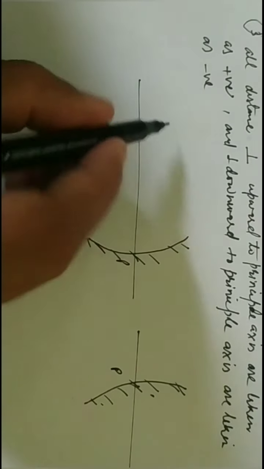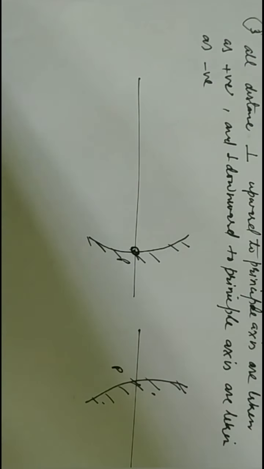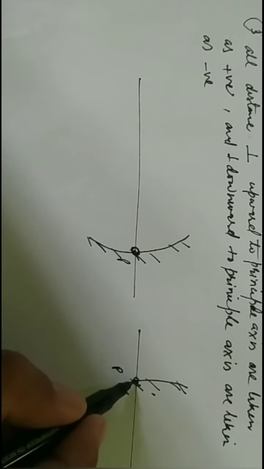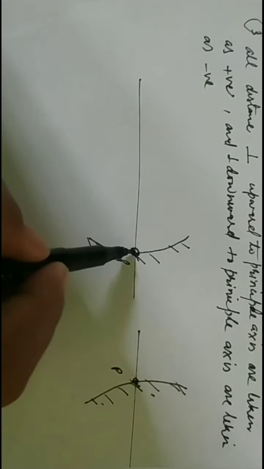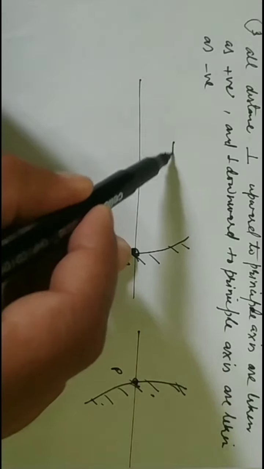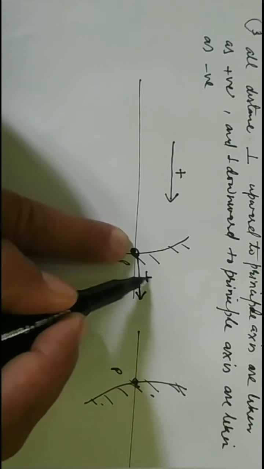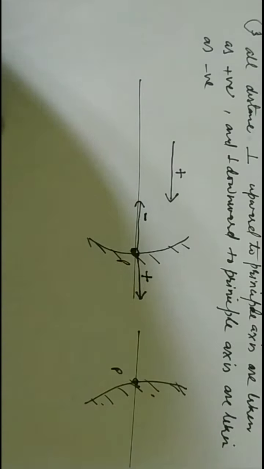Now all the distances are measured from the pole. You start your journey from point P. Here also you will start from P, and if you are moving from P in the direction of incidence, so what is the direction of incidence? Here this is the direction of incidence. If you are moving along this direction from P, then it is taken as positive. If you are moving opposite to the direction of incidence, then it is taken as negative.